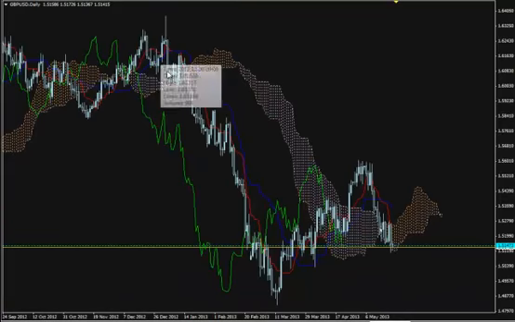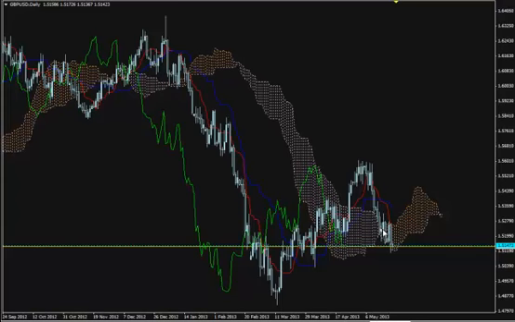Now, the daily chart. On the daily chart, we see that after 1, 2, 3, 4, 5, 6, 7 days inside the Kumo, the pair looks like it decided to go south.